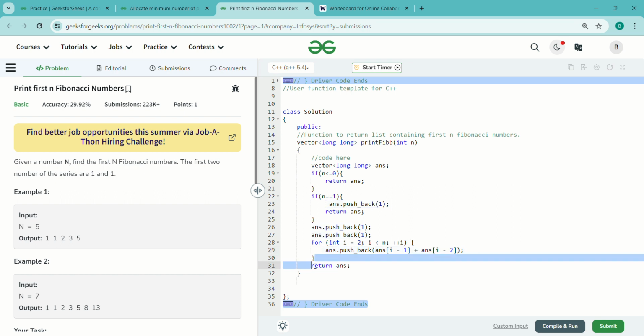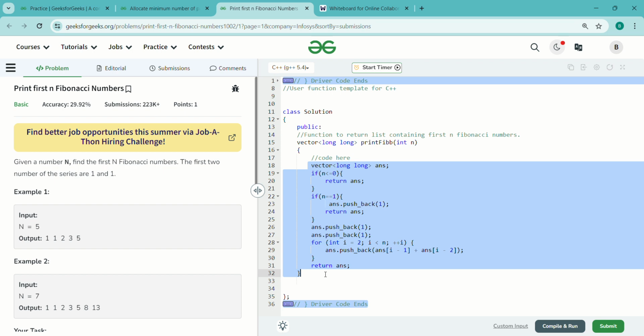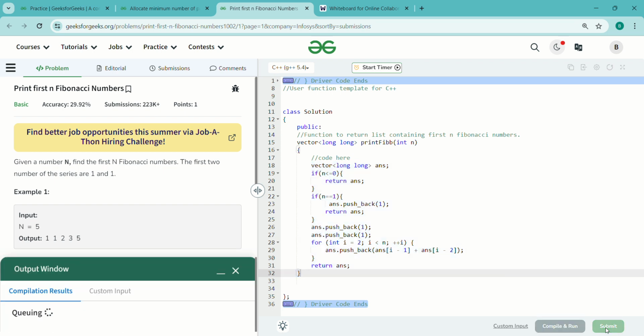of i minus 2. We could have also used recursion, but the return type is vector and the addition of two vectors is not allowed in C++. Mind it, addition of two vectors is not allowed in C++. So we can use a simple for loop and this question goes well with that.